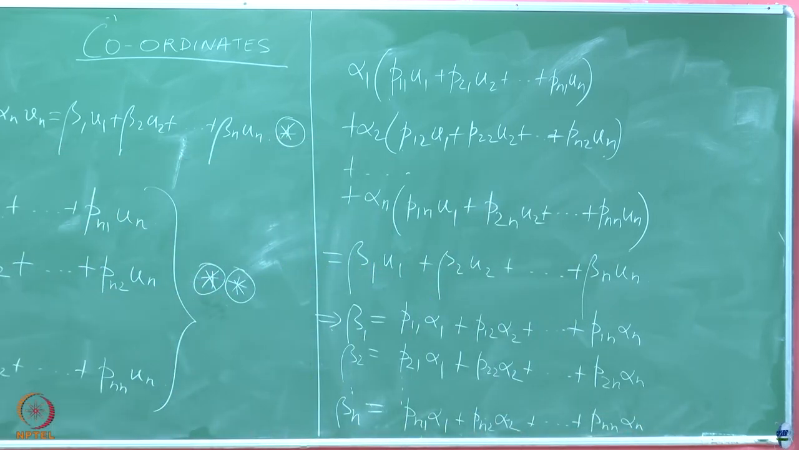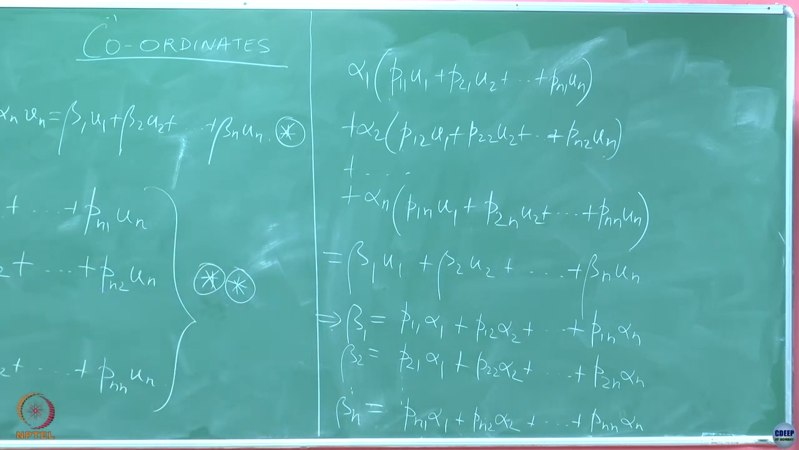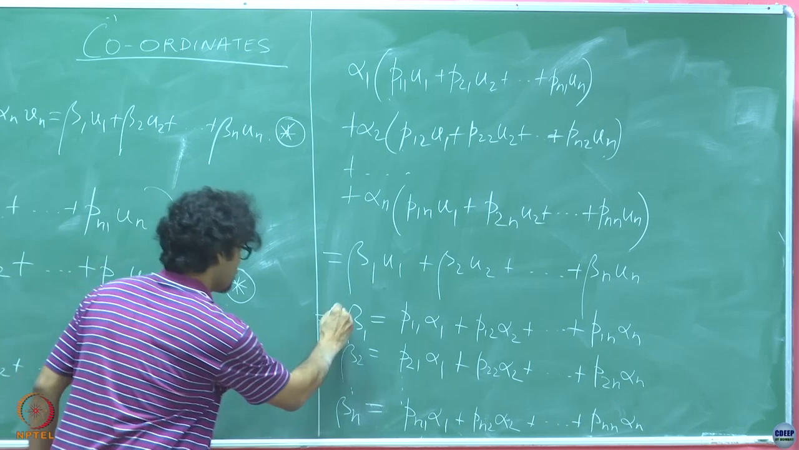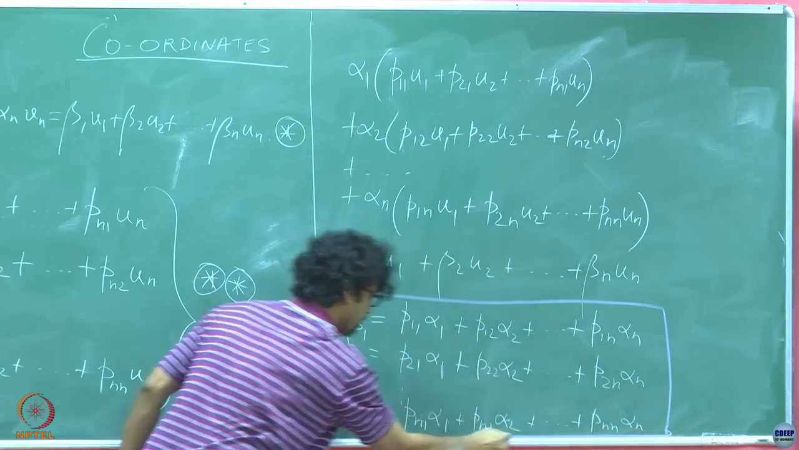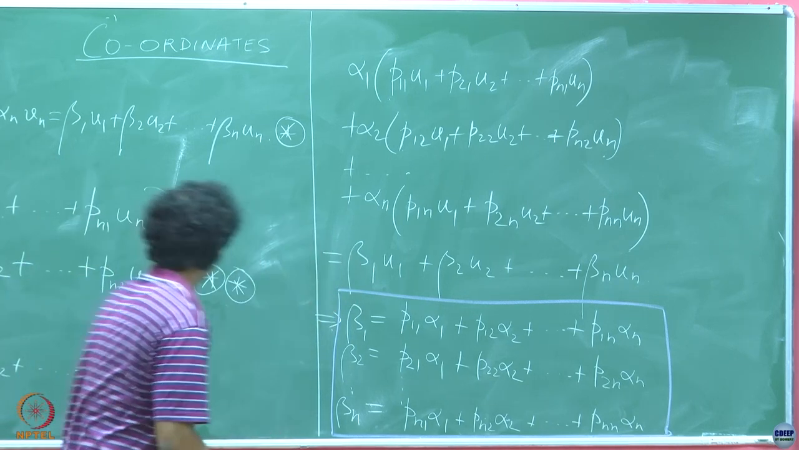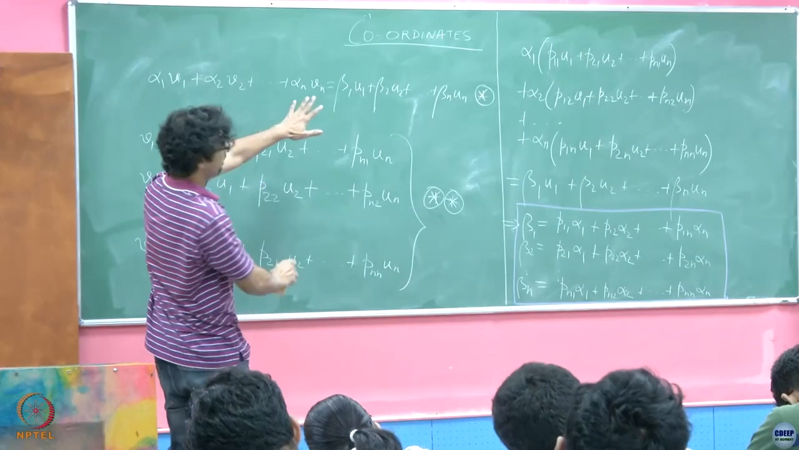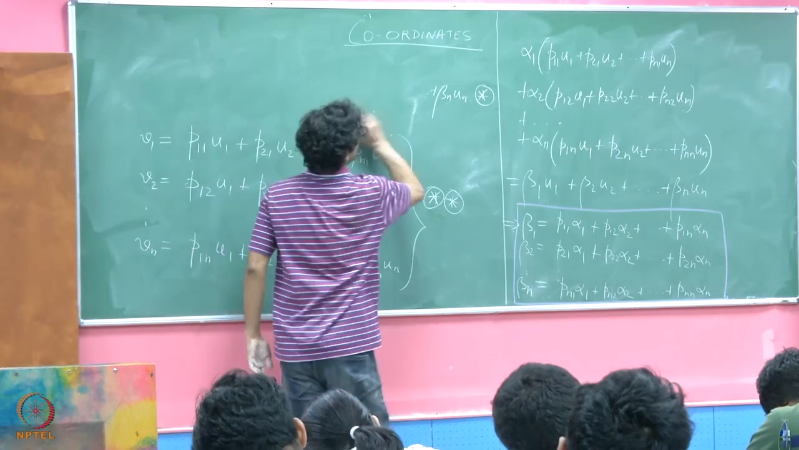What does that remind us of? This whole thing that I have written here, what is this? Can it be written in a more compact fashion? In the form of a matrix, right? Which means I may erase this part. The star and the double star have done their stellar job.